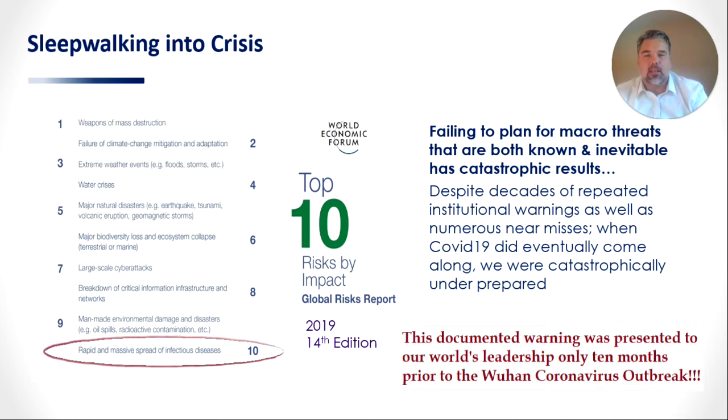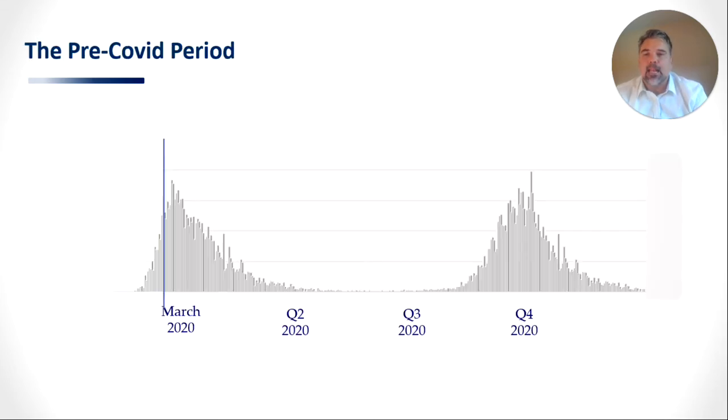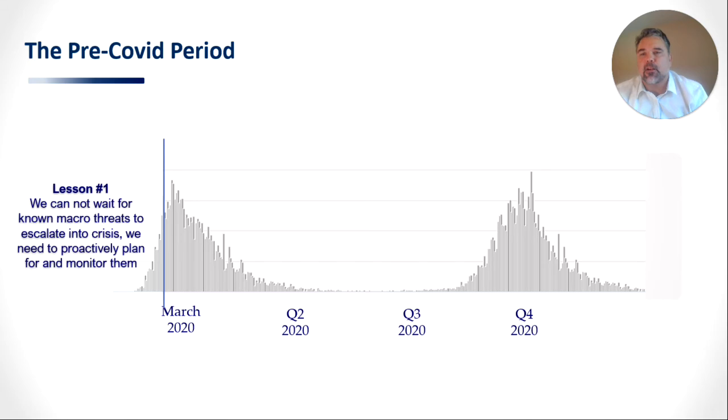So I think the first learning that we probably get out of our COVID experience to date is that lesson one is that we cannot wait for known macro threats to escalate into crisis. We need to proactively plan for and monitor them. And it's not just pandemics. Like I said, it's climate change, it's growing water shortages, it's growing poverty, all these other things. We know they happen. We know they're inevitable.